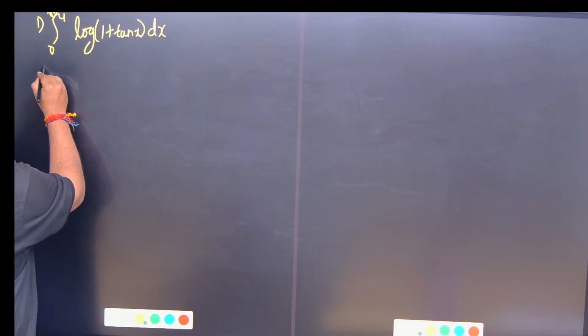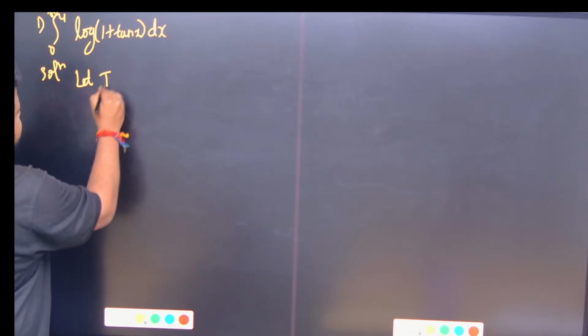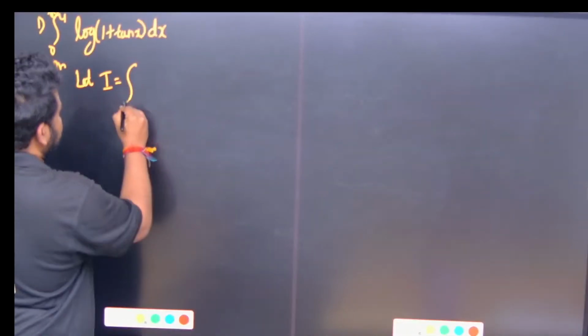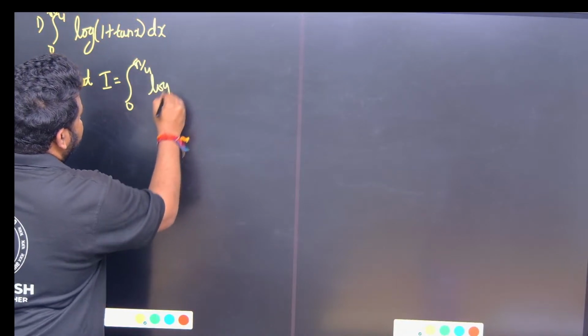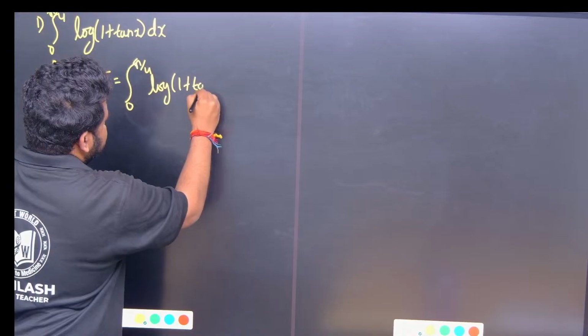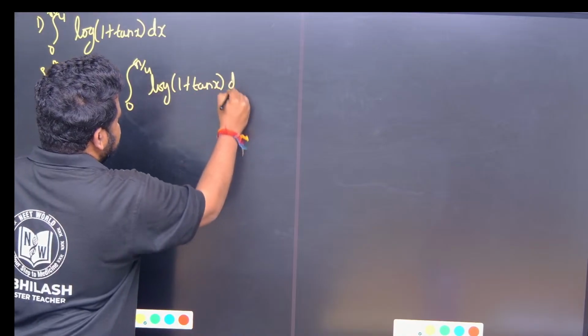Solution. First what we will do? In definite integrals, you have to start with let I is equal to for every question. Let I is equal to the integral from 0 to pi by 4 of log of 1 plus tan x dx.